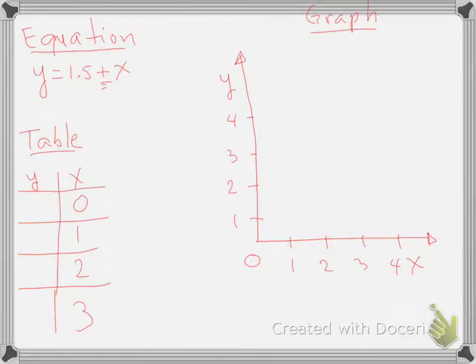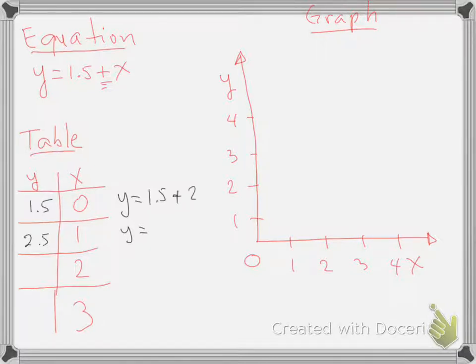So let me see. I have y equals 1.5 plus x. I'm saying if x is 0, y equals 1.5. 1.5 plus 0 is 1.5. If x is not 0 but 1, that means that 1.5 plus 1 is going to be 2.5. It's 2.5. Okay, move on to the next value. If x is 2, it's going to be 1.5 plus 2.